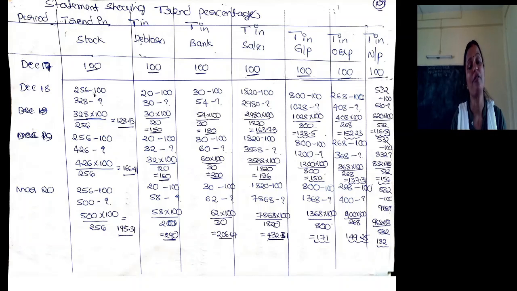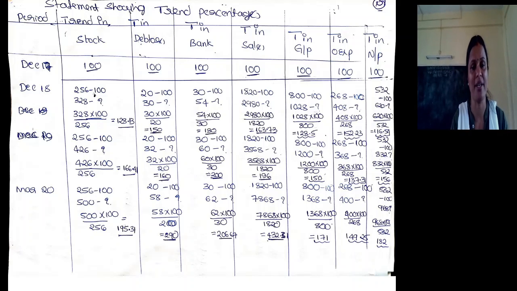The same way, if 256 is 100, what is 426? 426 crores is the stock we have in December 2019. So it will become 166.41. If 256 is 100, what is 500 during March 2020? It will become 195.31. So this trend indicates that it was 100% during 2017, but it increased over the period of 2018, 19, 20. Over a period of 3 years it almost doubled by March 2020.